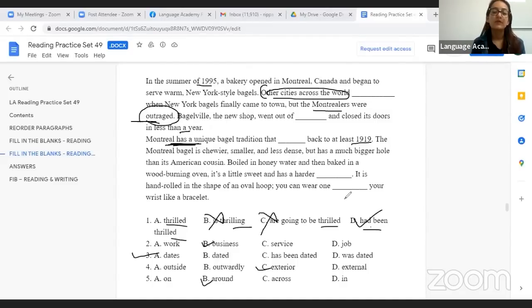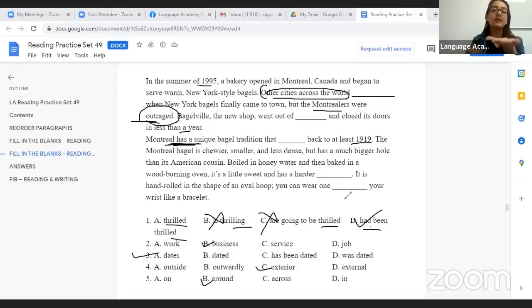And the last one, we can wear it around our wrist. They made it very clear by using the word bracelet. So we wear a bracelet around our wrist. Right? These are the answers. Any doubts, anybody?